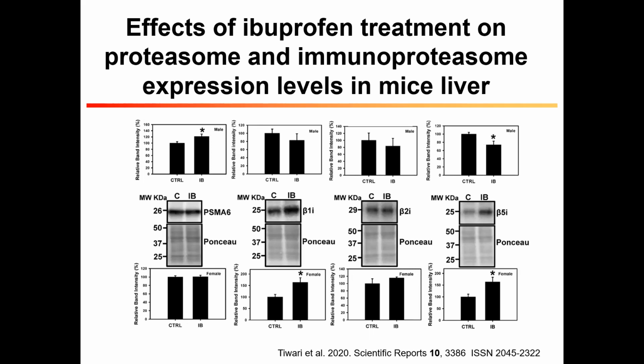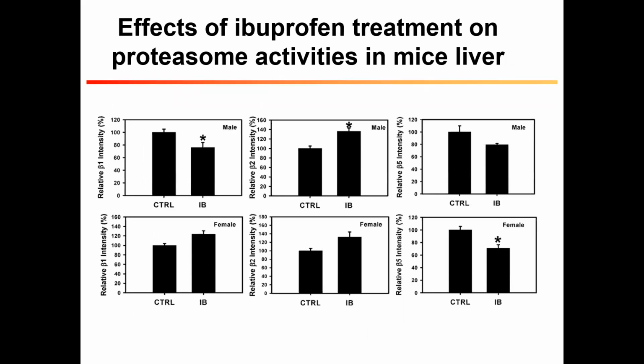In the male, the beta-5i decreased, while in the females, it increased. We can see that also for beta-1i. So not just in the heart, but in the liver, we're seeing clear gender differences. If that wasn't convincing enough, you can see again differences in normal proteasome activity in the liver between males and females. The beta-1, which is caspase-like activity, is decreased in males, but not changed or possibly increased in females.